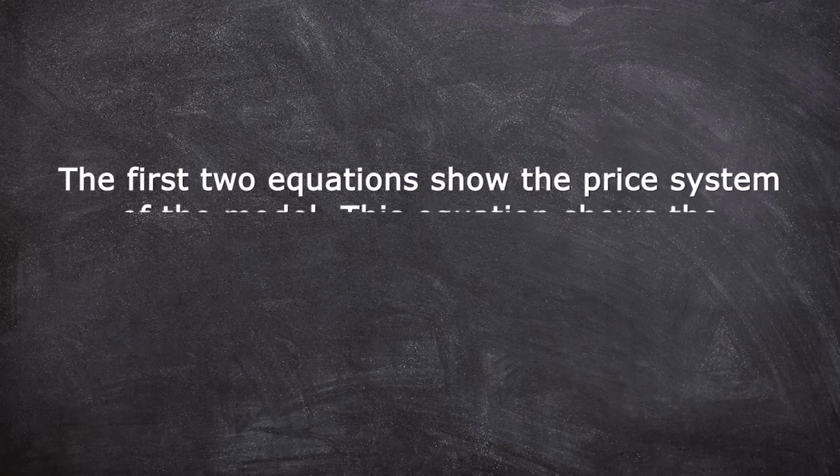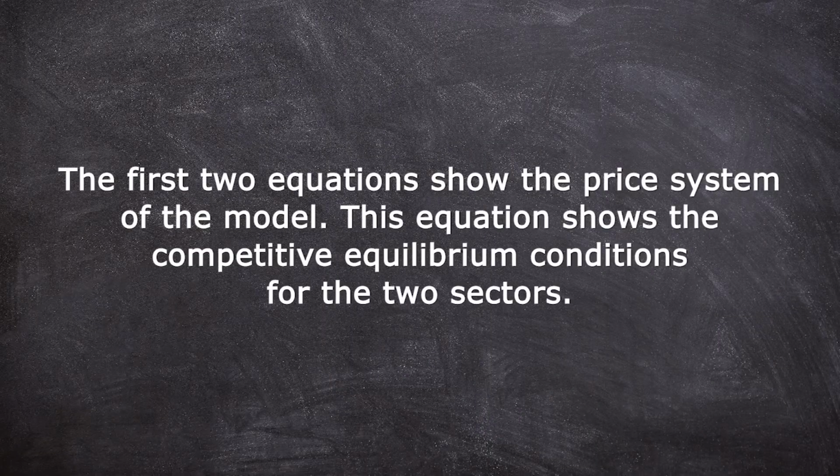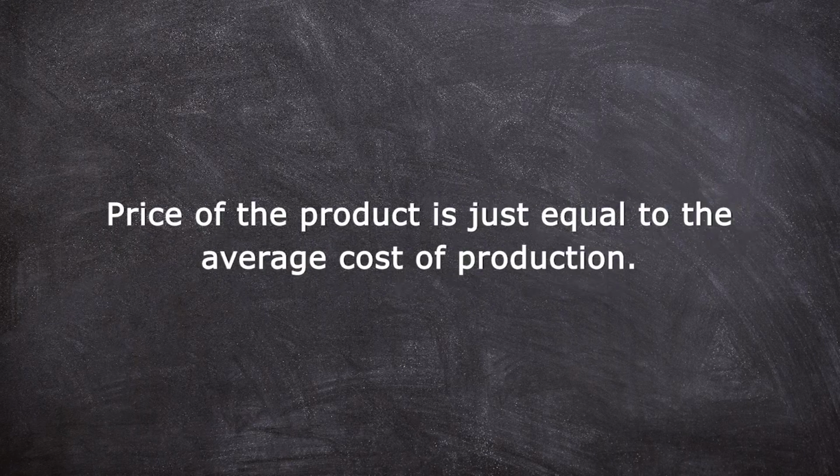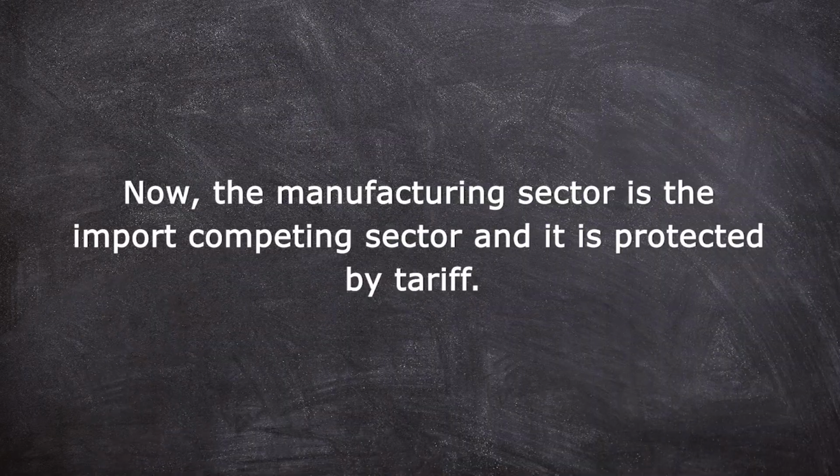Here, the first two equations show the price system of the model. These equations show the competitive equilibrium conditions for the two sectors. The first equation is for the manufacturing sector. As perfect competition is assumed in the commodity market, the price of the product is just equal to the average cost of production. Now, the manufacturing sector is the import competing sector and it is protected by a tariff.